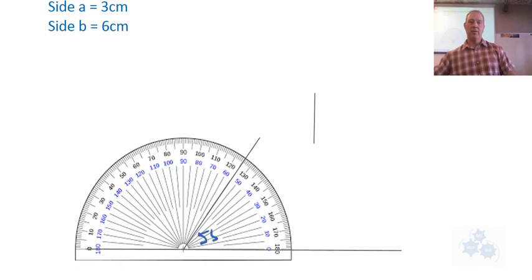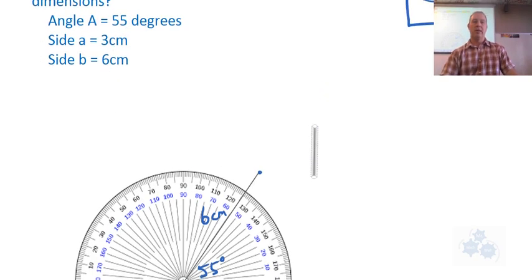So I'm going to just jot this down here. This is 55 degrees. Now the opposite side, okay, so we got 55. Well, let's start with this one. Side B, which would be this one, would be 6 centimeters long, from here to here. Let's say that's 6. If that's 6, this little piece right here is 3. So we've got 55, and we've got 6, and the opposite side has to be 3.